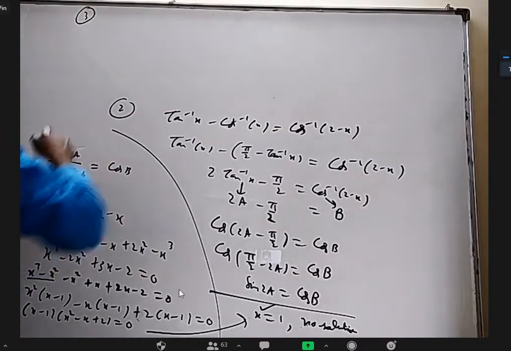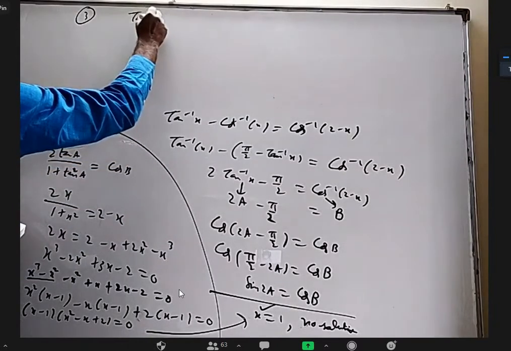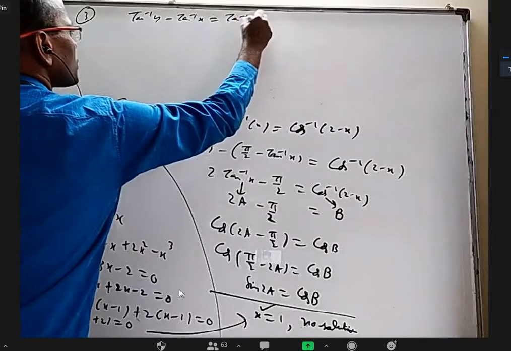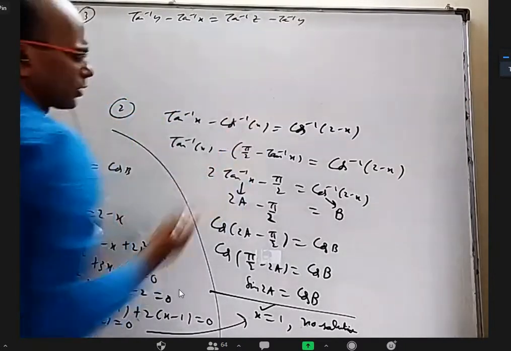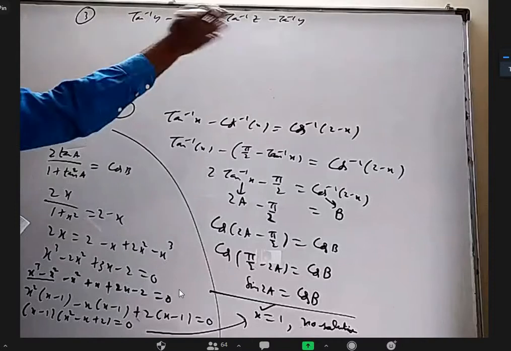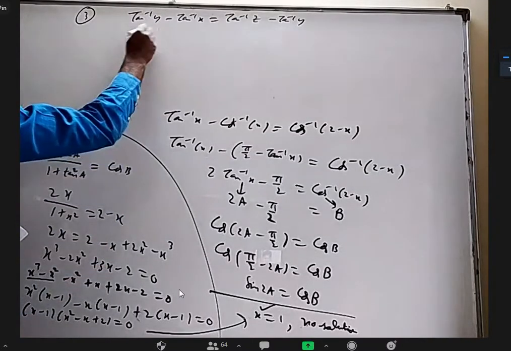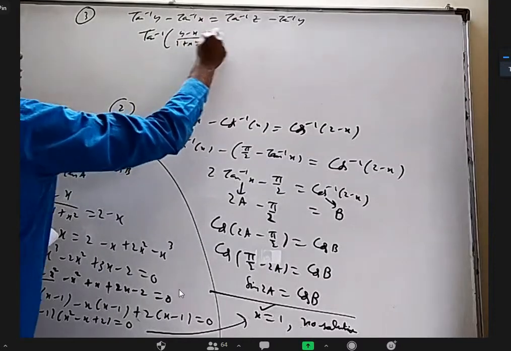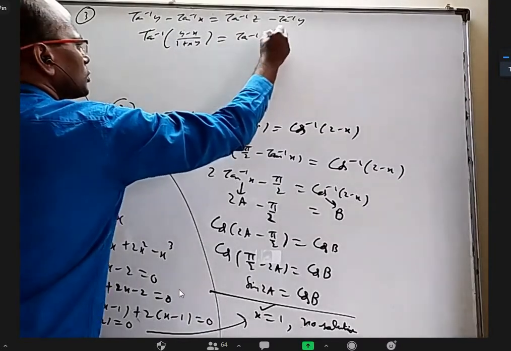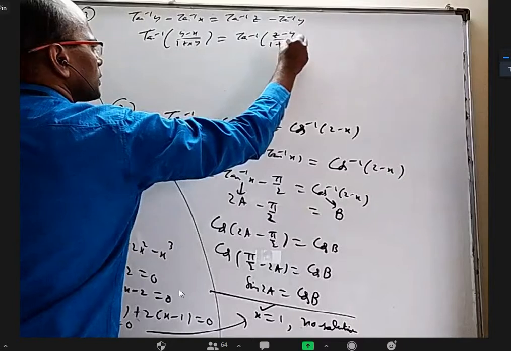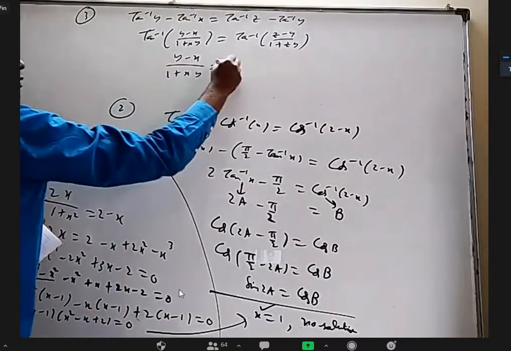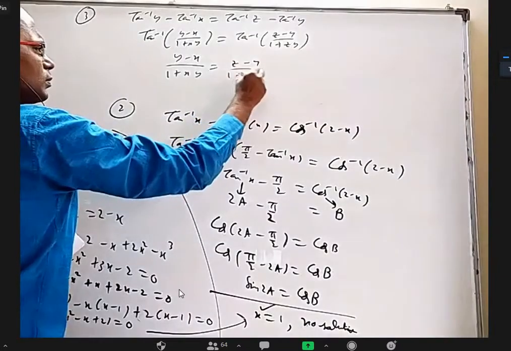Okay, third question: tan inverse y minus tan inverse x is equal to tan inverse z minus tan inverse y, because they're in AP, second term minus first term equals third term minus second term. That is tan inverse of (y minus x)/(1 plus xy) equal to tan inverse of (z minus y)/(1 plus zy). So (y minus x)/(1 plus xy) is equal to (z minus y)/(1 plus zy).